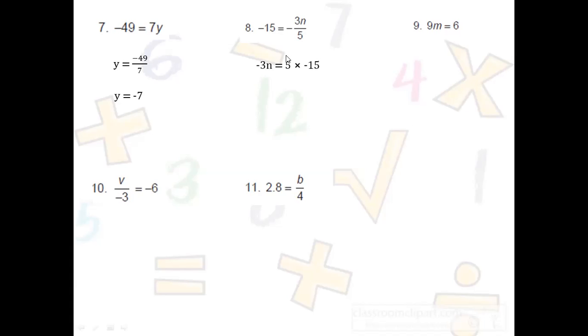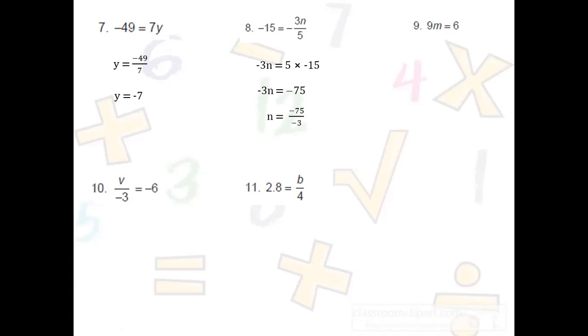Number 8 is negative 15 equals negative 3n over 5. Now, first we look at this negative sign. Now you might be confused about where this belongs to. When it is here, just give it to the first number. So it's going to be negative 3n. Okay. So divide, which means we are going to multiply. First, always solve the numbers. So 5 multiplied by negative 15 is going to give you a negative 75, because 5 multiplied by 15 is 75, and then the minus sign. Now, negative 3n equals negative 75, which means n equals negative 75 over negative 3.